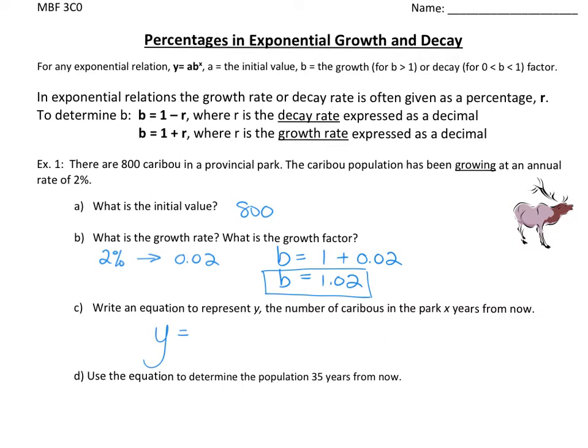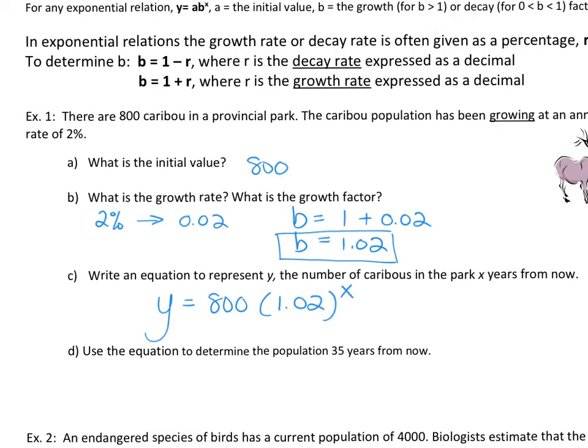We've got y equals, we have our initial value, and then our growth factor is 1.02, and it's to the exponent of x. That's what makes it an exponential equation. Okay, so there's our equation to represent the scenario, and of course then we would use the equation to answer questions about it. Okay, so use the equation to determine the population 35 years from now. So we're going to take our equation. The x represents the years, so we're going to go ahead and substitute in 35.